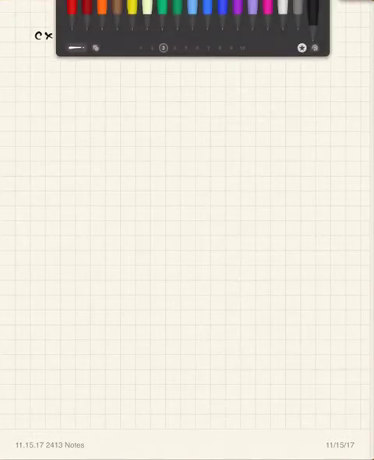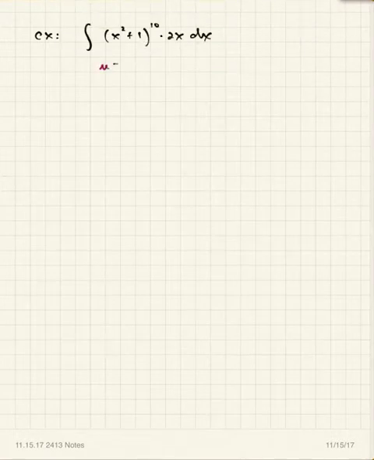So what we're going to do is make a substitution. We're going to let u be x squared plus 1. That's the function raised to a power, and then it's times the derivative of that function. So du, remember the way du is defined, it's defined to be the derivative of x squared plus 1 dx. So it'd be 2x dx.